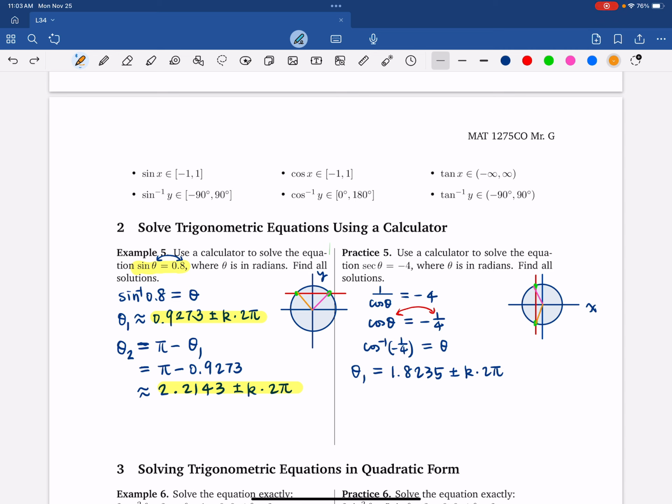So what's the relation that you can find? You could use your unit circle and find two angles that are in the second and third quadrant. They have the same x coordinate. You will be able to see that the relation between those kind of angles, they add up to 360. So as a result, the other angle that we can find will be 2 pi minus theta 1. So on your calculator, you're going to calculate 2 pi minus 1.8235, find out what that is. So it's approximately 4.4597. And then you're going to do plus minus k times 2 pi.